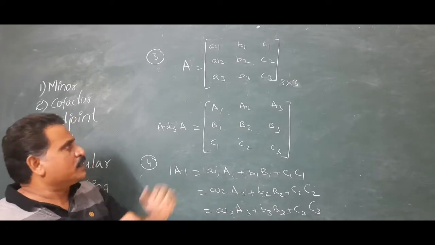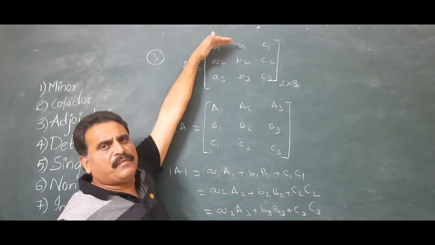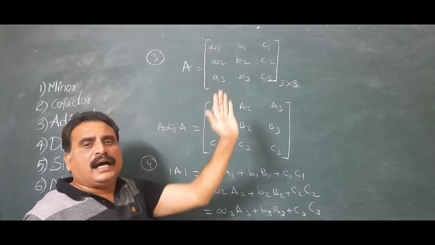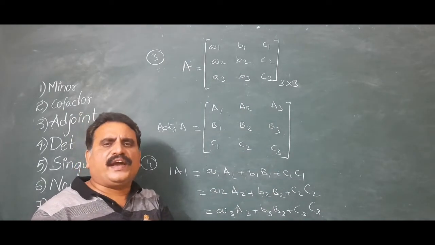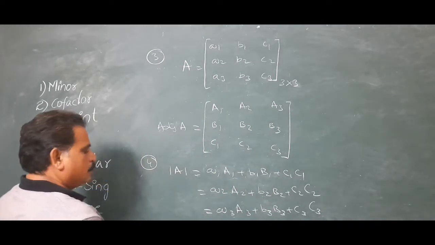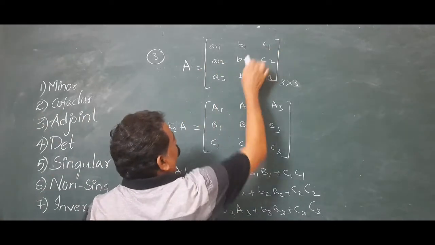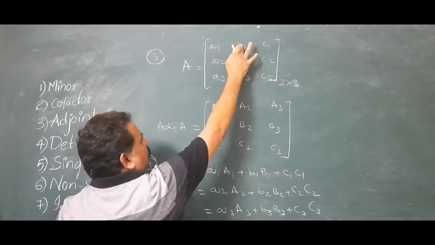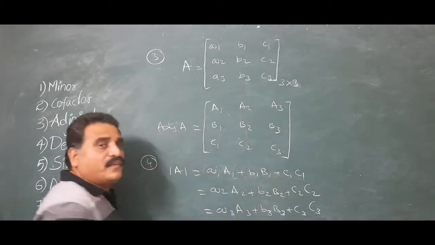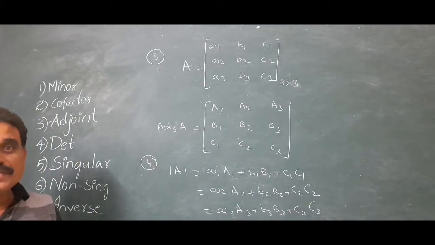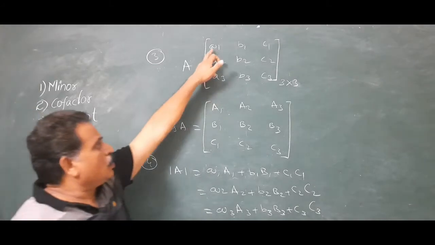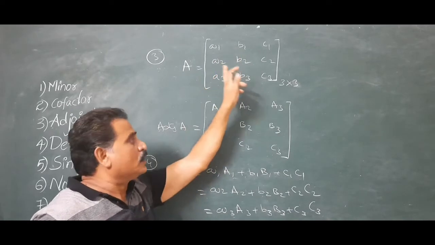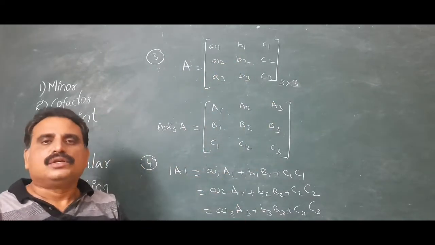The sum of the products of the elements of any row or column with the corresponding cofactors of another row or column is 0. For example, a1A2 + b1B2 + c1C2 is 0. That is the first row elements with the second row cofactors. Likewise for the other rows, the sum of the products is 0.